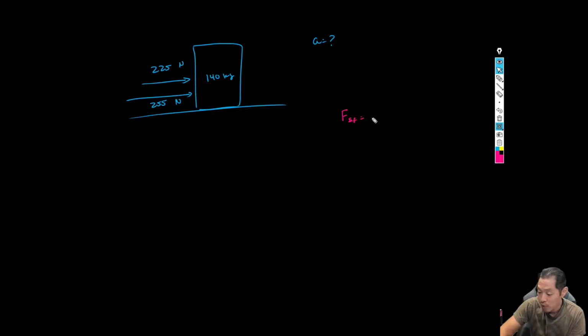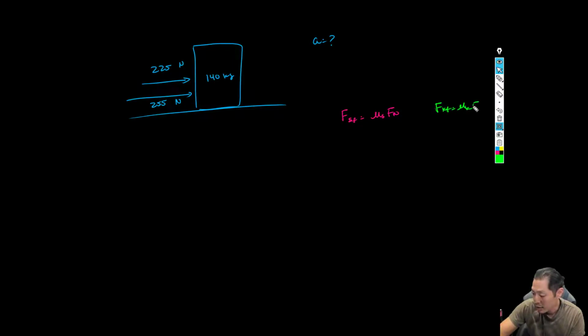So you have a refrigerator that has a mass of 140 kilograms, and you have a force of 225, and then you have a friend that's also pushing at 255, and you want to know if this thing is moving. Okay, so that's the question. What is it doing? So first thing you want to do is figure out the two different frictions. You have static friction, which is mu s Fn, and kinetic friction, which is force of kinetic friction equals mu k Fn.